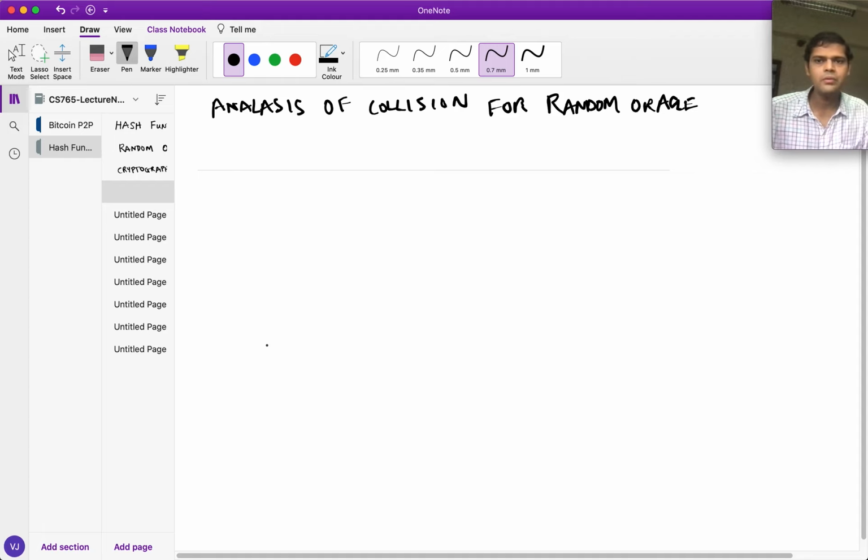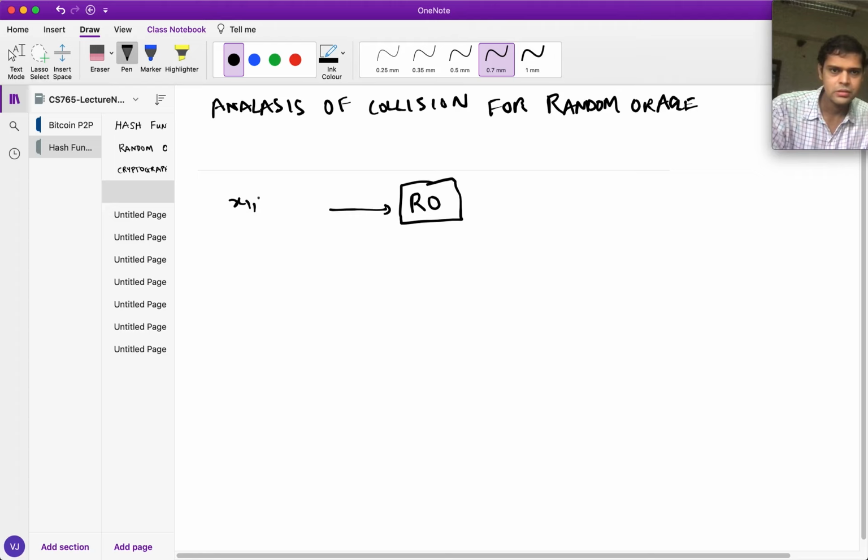So for a random oracle, how long would it take to get a collision? Okay. So this is your idealized hash function, not a real hash function. And you feed in inputs and you get outputs. So how many such inputs would you have to feed in order to get the same output?